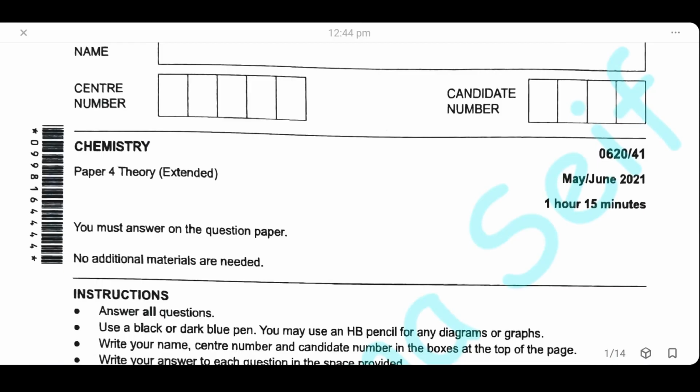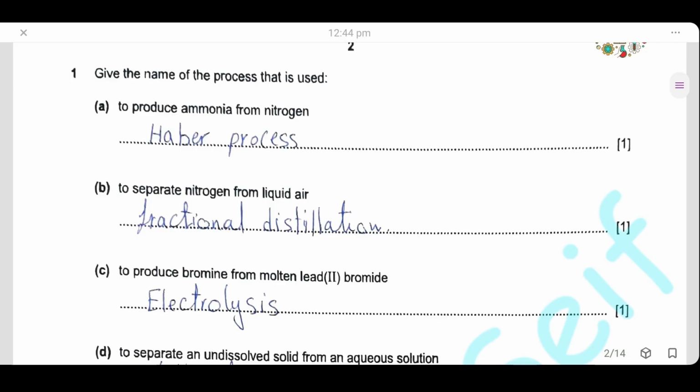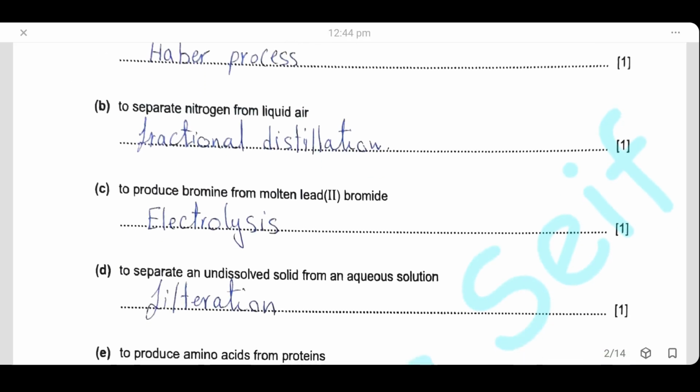Let's start it. Question 1. Give the name of the process that is used to produce ammonia from nitrogen. It's the Haber process, where nitrogen reacts with hydrogen to form ammonia.